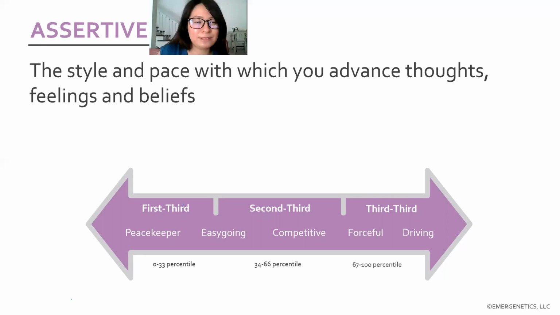The second behavior. Assertiveness is how much energy you put in to pursue something. At the first third, we call it peacekeeper. Peacekeeper is "jangan gaduh, jangan gaduh." Be cool, be cool. Sometimes even when he gets scolded, it's like, okay, it's okay, no problem. He is angry, okay, I know he's angry, it's okay.